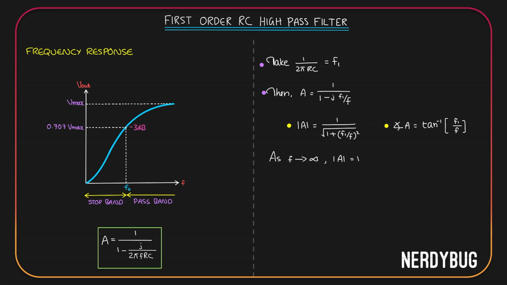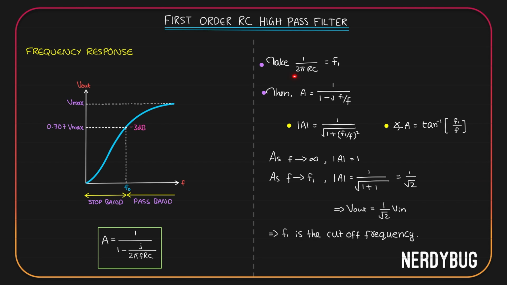We have already seen this. Now what happens as input frequency becomes F1? In that case, magnitude of A will become 1 divided by root of 1 plus F1 by F squared, where F1 is equal to F. So F1 by F will become 1. This is equal to 1 by root 2. Output voltage will become 1 by root 2 times input voltage. When does that happen? When the input frequency is the cutoff frequency. Here the input frequency is F1. So F1 has to be our cutoff frequency.